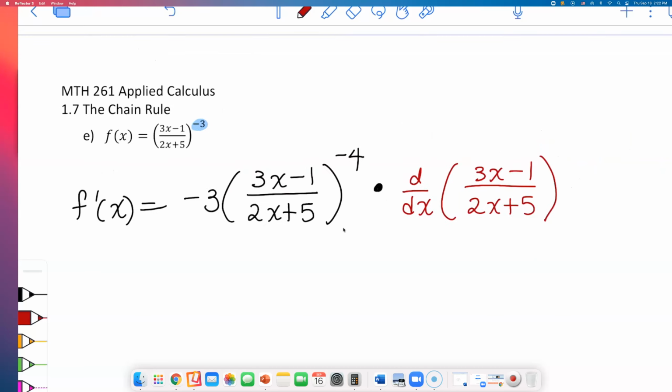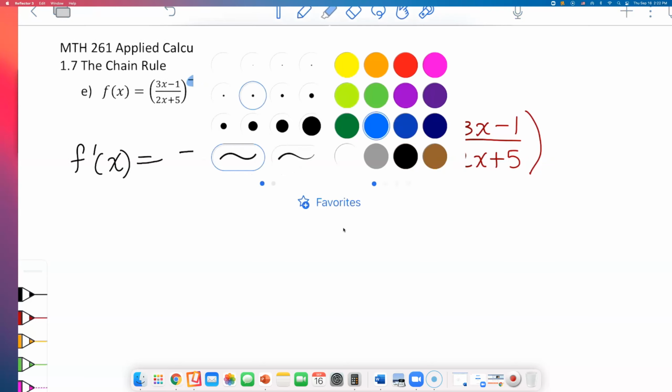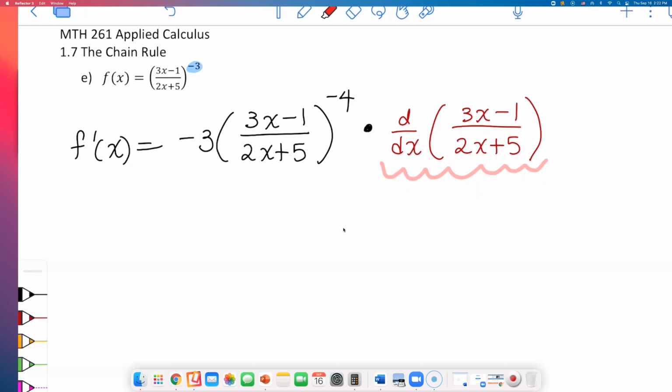So, it's very similar to the last problem we did. We're going to have to spend some time simplifying this red piece. So all my time and page and room will be used to do that red underlined quotient rule piece. So let's do the quotient rule.